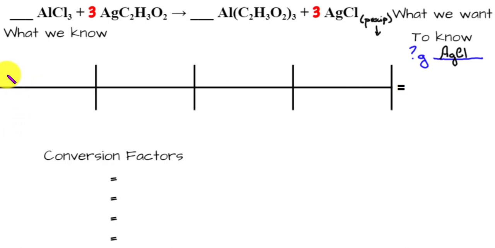Okay, and I begin with 115 milliliters of aluminum chloride, AlCl3. Now it told me what my molarity is, but actually that is a conversion factor. It tells me 8.9 moles of aluminum chloride for every 1 liter of aluminum chloride.